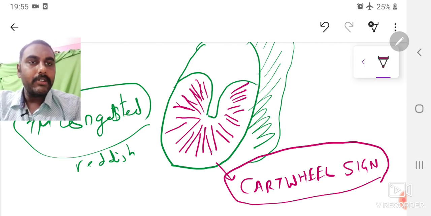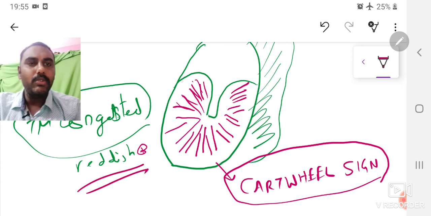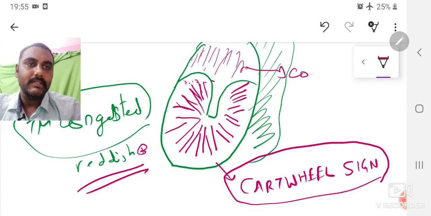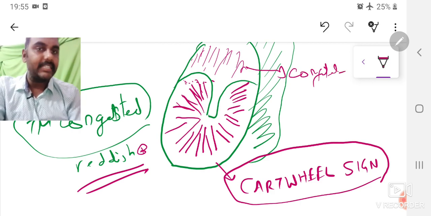Coming to the next thing, as I said, the patient will have a high grade fever and the tympanic membrane will appear reddish and congested. Usually it starts from the pars tensa region, and at the final stage even the pars flaccida may appear congested. This is regarding the stage of pre-suppuration.